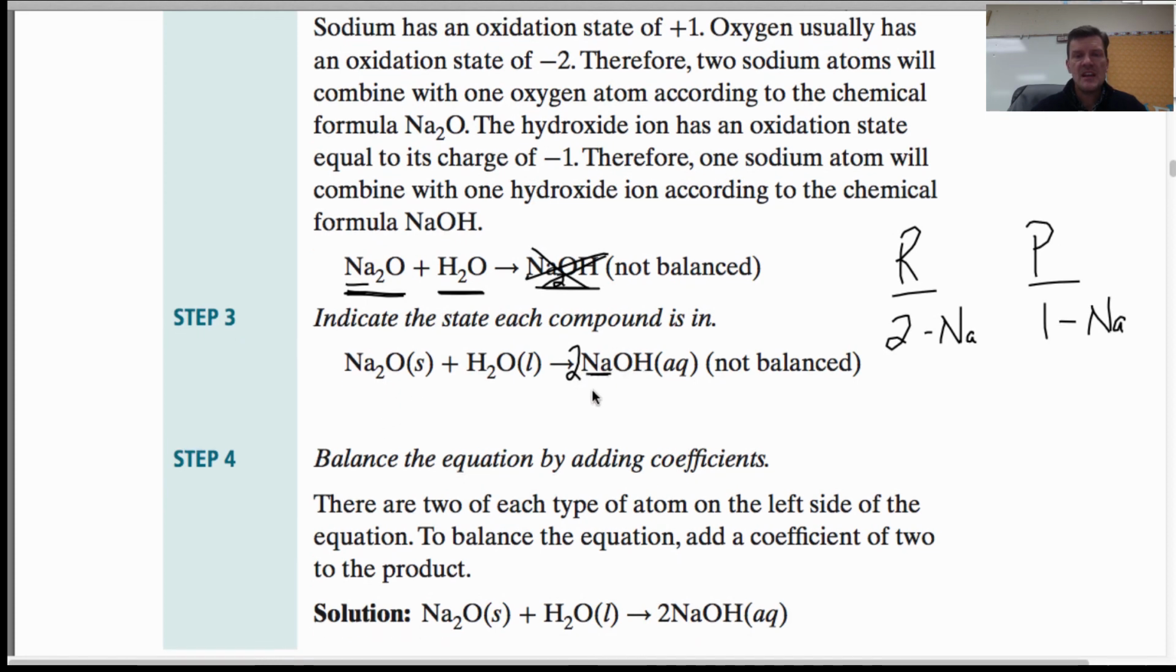I have 2 of these NaOHs in the reaction being produced. That just doubled my sodium. I'm going to double my sodium just like that. Okay? Now let's look at the hydrogen.